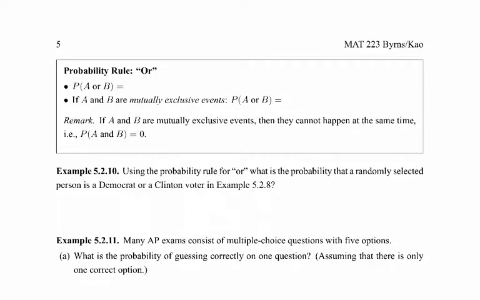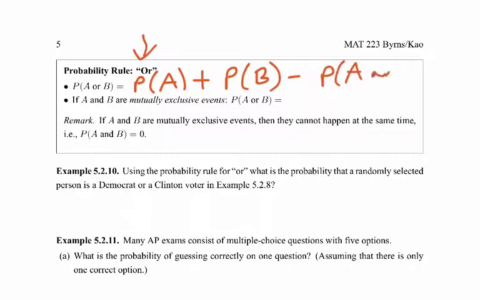So let's pick up where we left off. We were talking about mutually exclusive events and how we handle this. When you see the word "or," you always want to ask yourself if those events are mutually exclusive. That's a really important question. So the probability of A or B in general can be calculated by finding the probability of A plus the probability of B minus the probability of A and B together.